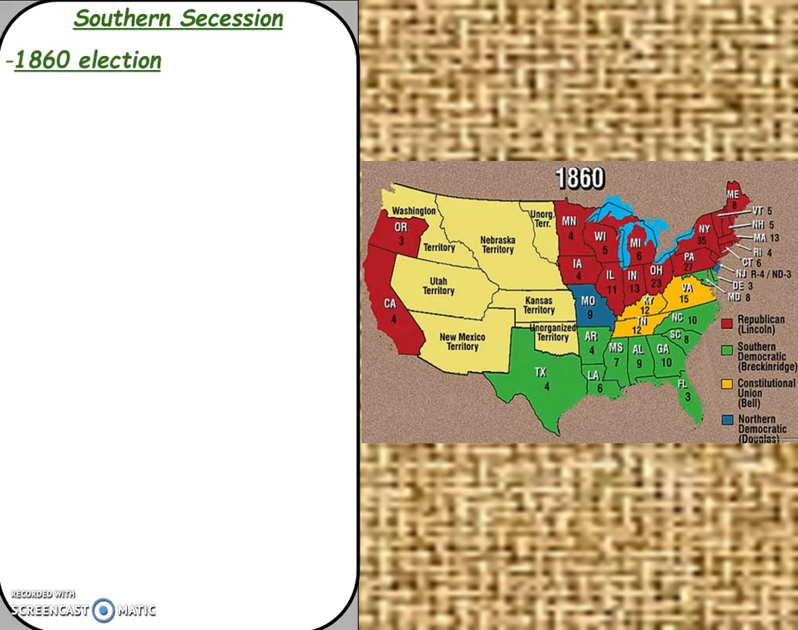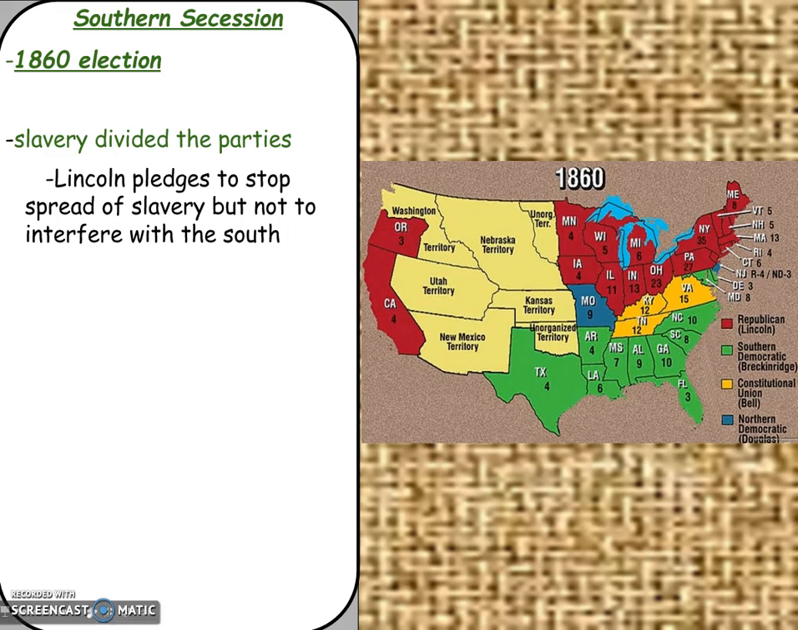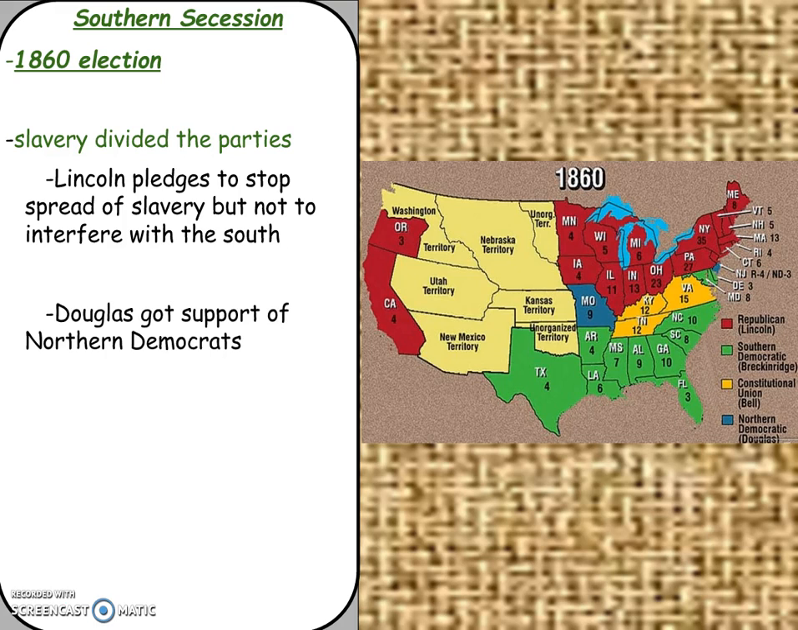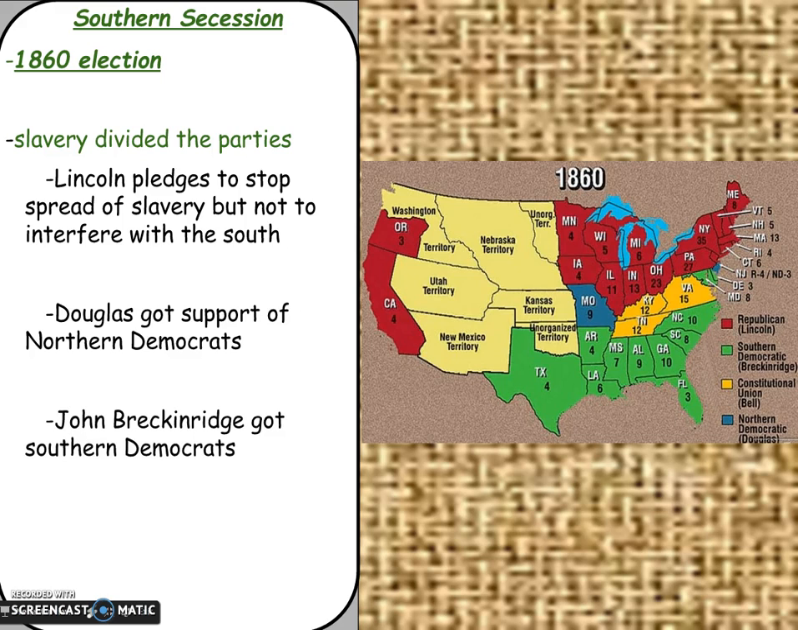In the 1860 election, voters had 4 different choices. And again, the biggest issue here was the issue of slavery and how each of these candidates went about the issue of slavery. Lincoln, again, stuck to that Republican Party policy and said that he was simply going to stop the spread of slavery, but he wasn't going to interfere with slavery where it already existed. Stephen Douglas is going to get the support of Northern Democrats. John Breckinridge gets the Southern Democrats, and John Bell is going to be part of the Constitutional Union Party.